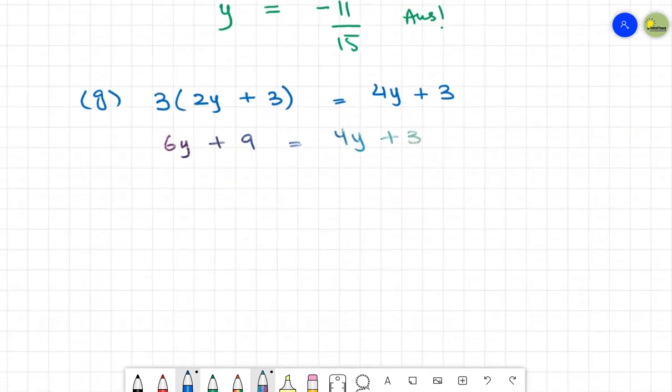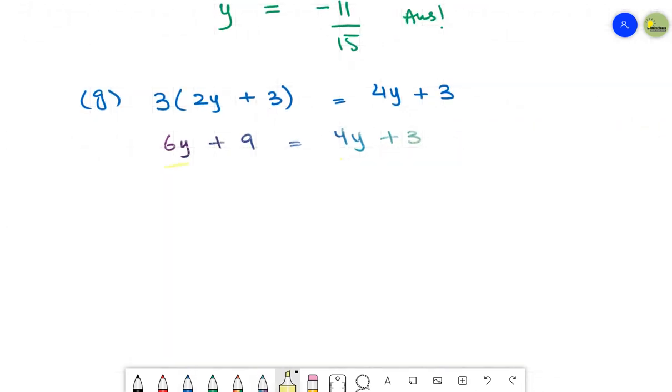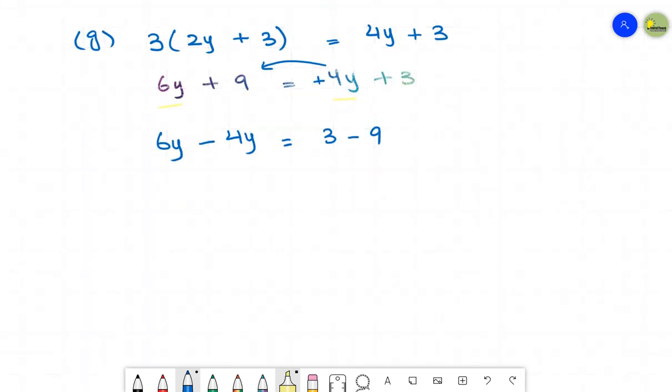Now, just arrange the like terms together. 6y and 4y are the like terms. So 4y will be shifted here in order to solve the like terms together. 4y will be written with a minus sign. Why? Because here it was with a plus sign. When you shift a whole term to the opposite side of the equation, the sign will be changed. Now it is 3 minus 9. The plus 9 will be shifted to the other side, so it becomes minus 9.